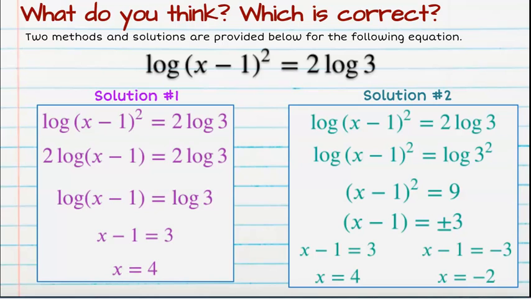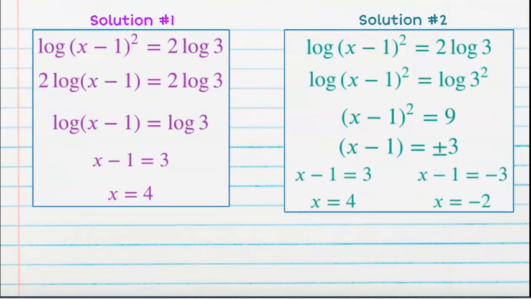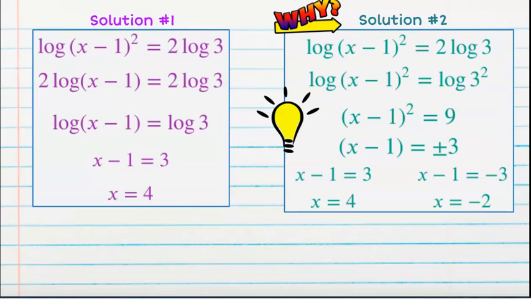You may have guessed that solution number 2 should be correct because there's two solutions that are found, whereas solution number 1 did not find x equals negative 2. But let's take a closer look as to why. So solution number 2 is correct. Solution number 1 omitted one of the possible answers. It has to do with the power property we mentioned.